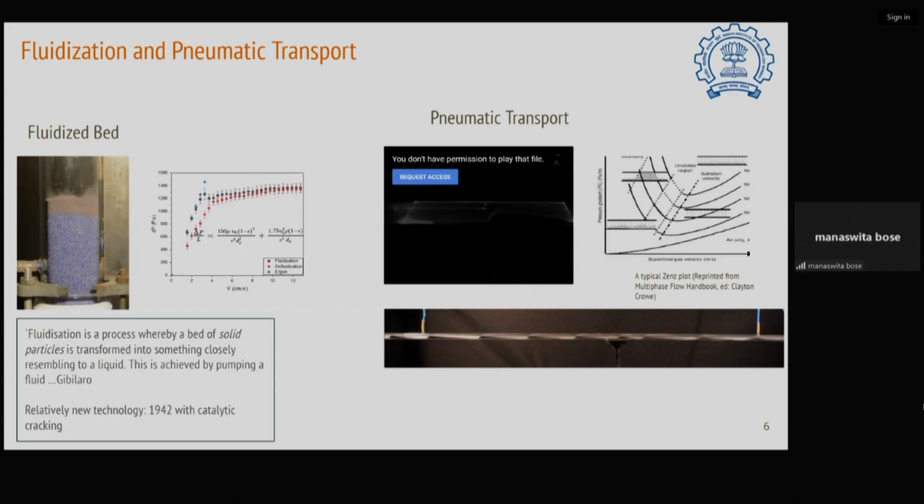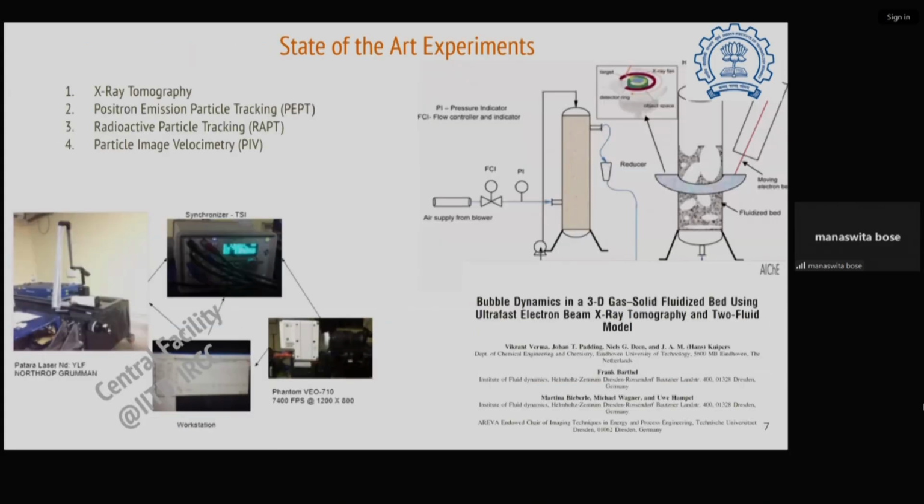So these are the two operations that are mostly talked about when we talk about gas-solid systems. Of course, there are air jet mills and other things. Those are more complicated. I am not getting into this because they also have internals and other things, right?